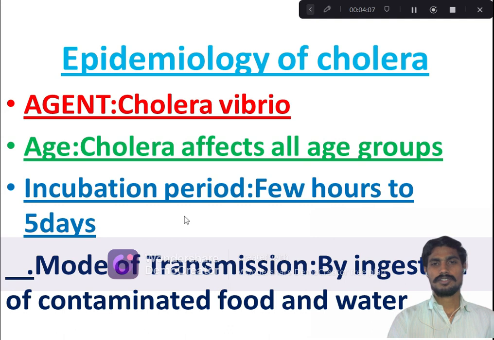Next, incubation period. Before going to the study of the incubation period of cholera, initially we have to know what is meant by incubation period. Incubation period is the time interval between the entry of pathogenic organisms into the body and the body's response, developing illness, or showing any signs and symptoms of that particular disease. That is called incubation period.